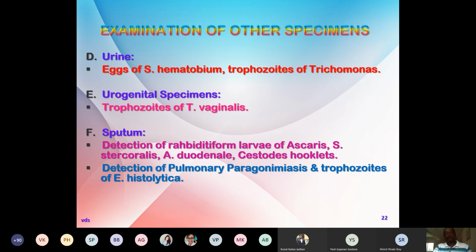And even sputum in case of intestinal infection. Remember, at this stage we are studying intestinal infection, but even in certain conditions of intestinal infection, we can also collect sputum, particularly for detection of rhabditiform larvae of Ascaris, which crawl from the lungs into the respiratory tract. Then Strongyloides stercoralis, Ancylostoma duodenale, and Necator americanus. Then detection of pulmonary paragonimus infection and trophozoites of Entamoeba histolytica. They may be seen in the sputum.